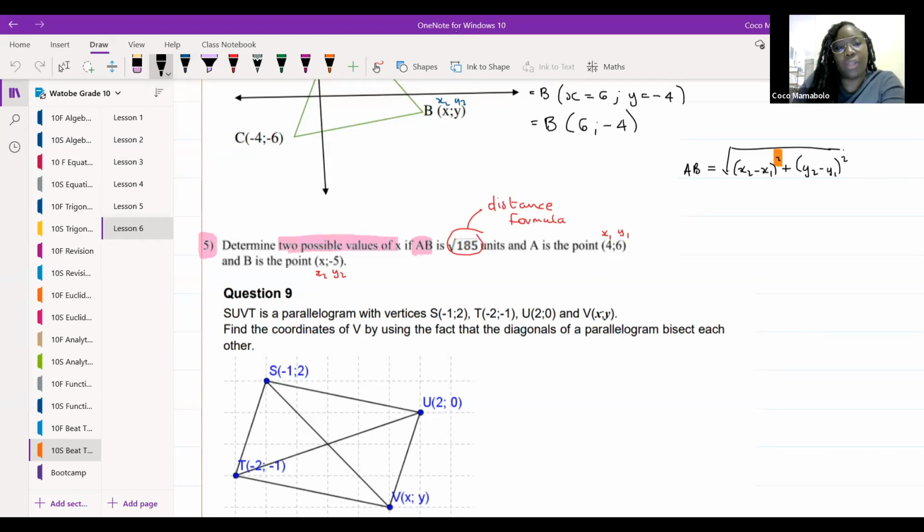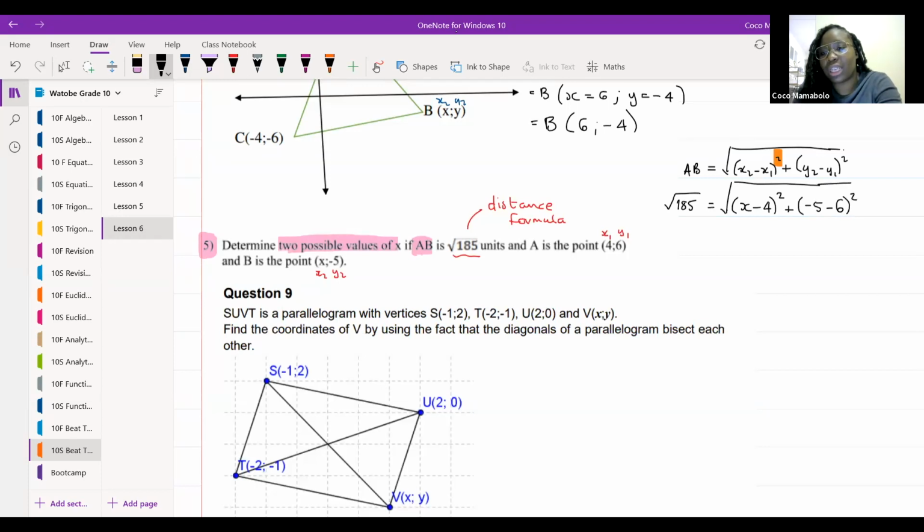All right, so I know that AB, they've told me, is the square root of 185. So I'm going to replace AB with the square root of 185. That's the first thing I'm going to do. The square root of 185 is equal to the square root of, and then we go in here, and my x2 value is x. So x minus my x1 value, which is 4, all squared, plus my y2 value, which is negative 5, minus y1, which is 6, all squared.